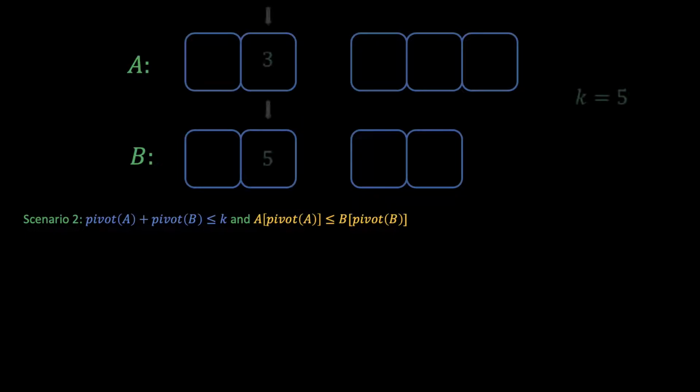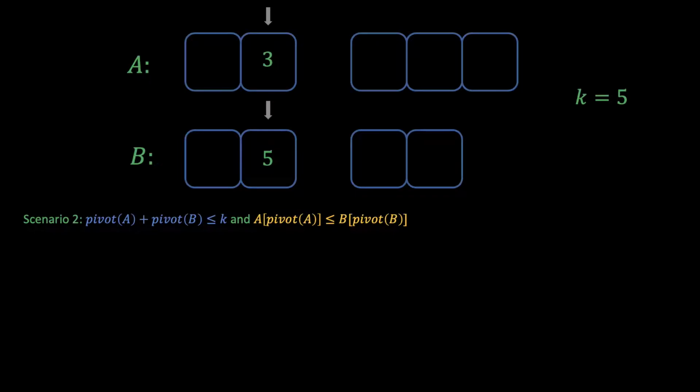Great! Now let's try to do the same analysis but for scenario 2. Namely, if pivot of A plus pivot of B is less than or equal to k, and the value of A's pivot is at most B's pivot. Let's take a more concrete example with A's pivot being 3, B's pivot being 5 again, but this time k being 5. You can verify that this example satisfies the scenario constraints.